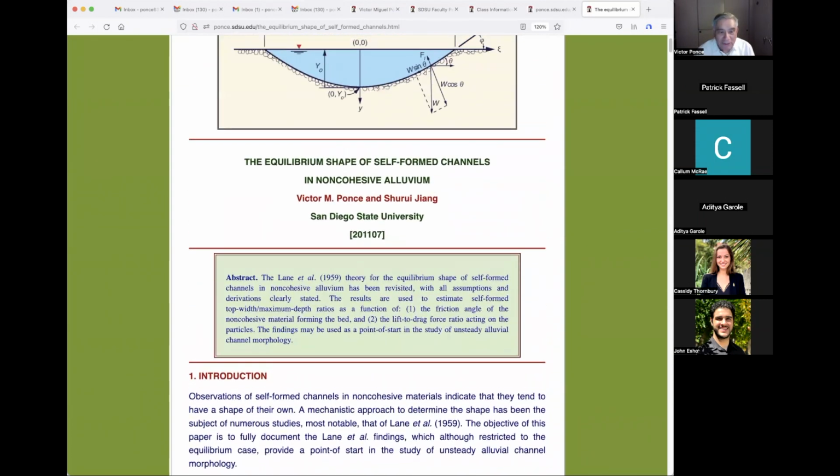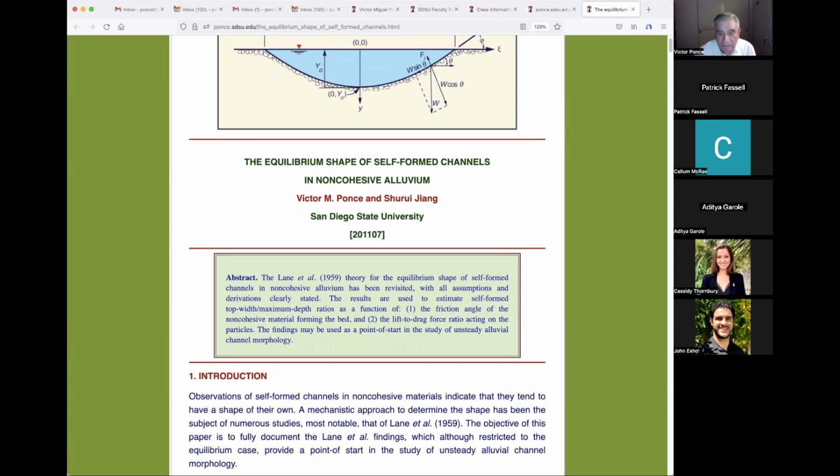Okay, so what did Lane do? The Lane theory, 1959. So this is not 1955. For the equilibrium shape of self-formed channels in non-cohesive alluvium has been revisited with all assumptions and derivations clearly stated. We did that. We have a knack for clarity. So we can take a difficult paper and put it in simple terms that most people can understand.